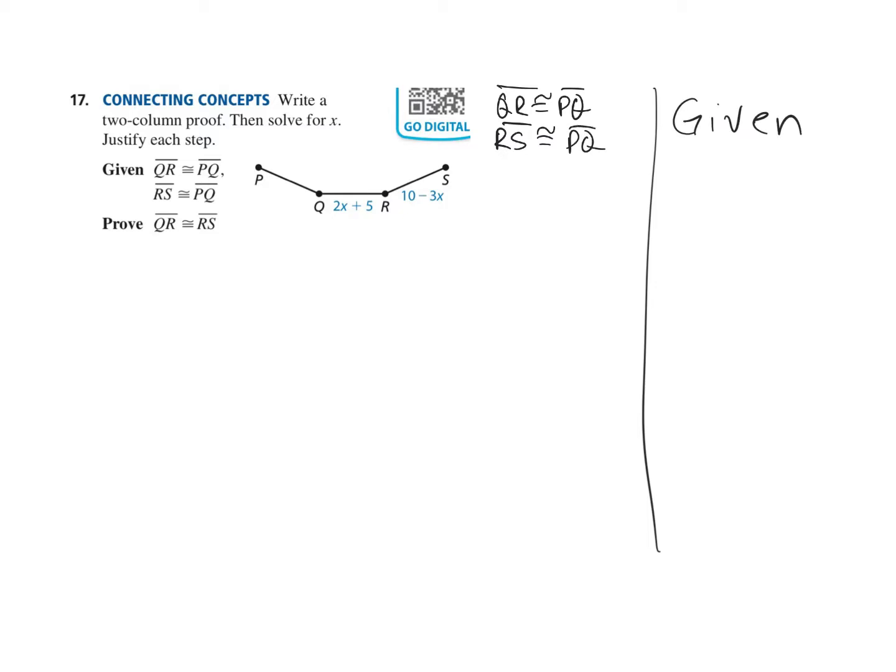Let's mark that on our example here. QR is congruent to PQ. So single hash marks, those are the same. RS is congruent to PQ. We might assume they're different, but we can't say that because this has a single hash mark, so those are congruent. So RS and PQ are the same. Since PQ has a single hash mark, you can use a single hash mark for RS. Prove that QR is congruent to RS.